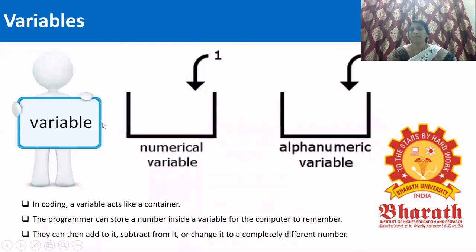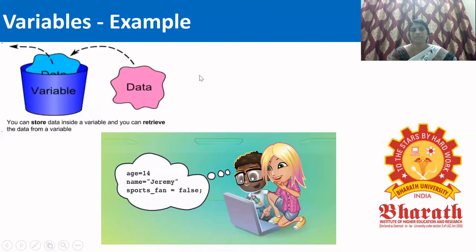So a variable can be considered as a container. It can be a numerical variable as well as an alphanumerical variable. The programmer can store a number or an alphanumeric. So you can use those variables in order to add, subtract, or perform any operation that needs to be done on it. For example, we have already seen the addition of 2 numbers. A, B, and S are the variables.